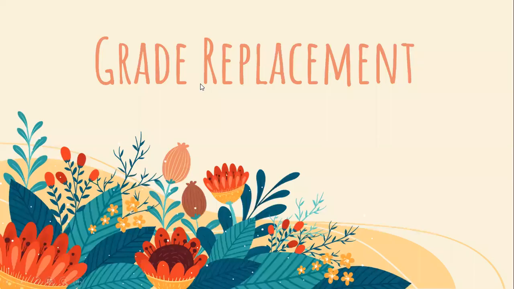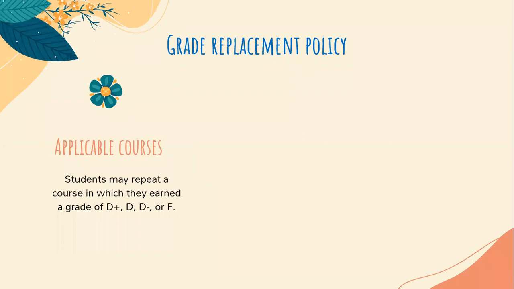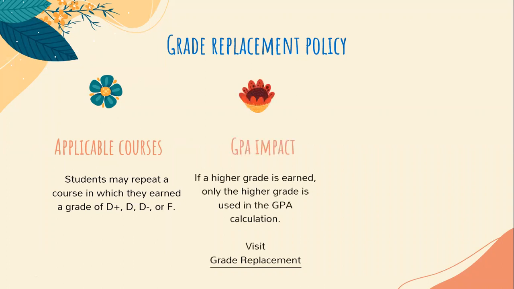So the next policy that we'll talk about is grade replacement. And this is a really important policy, especially for students that are on academic probation. So the grade replacement policy allows a student to repeat a course in which they received a D plus, a D minus, or an F. So if a D plus or lower was earned, the student retakes the class and a higher grade is earned. Only that higher grade is used in the GPA calculation.